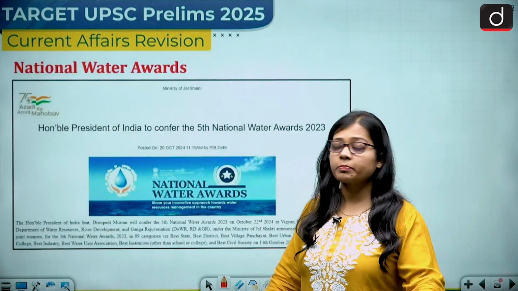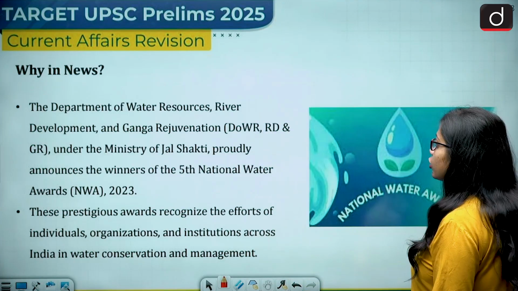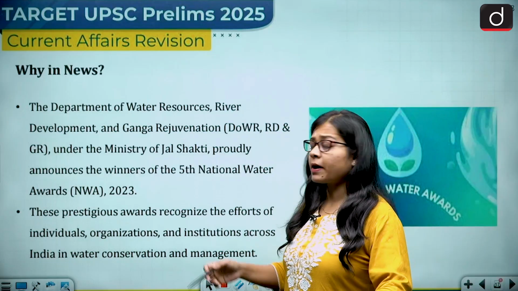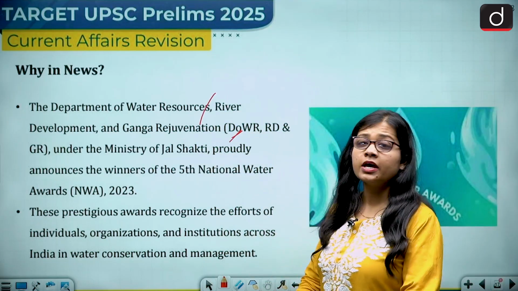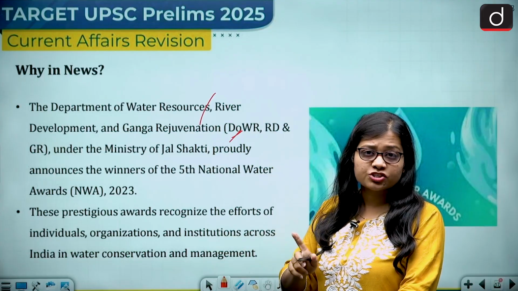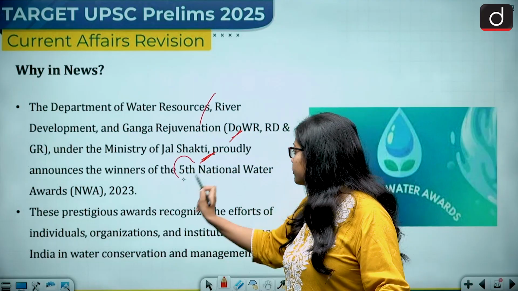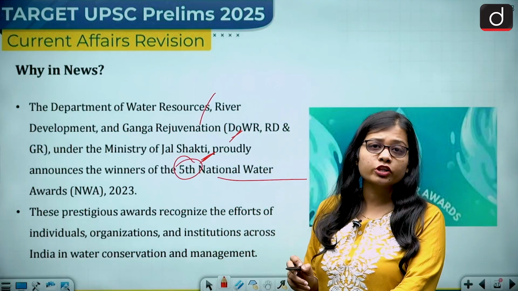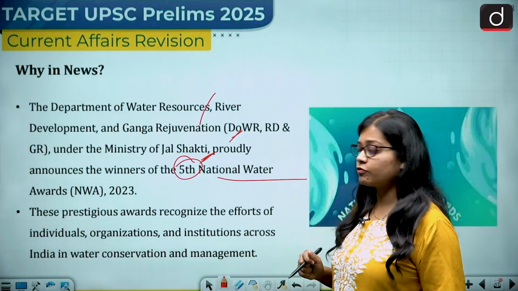Then comes the next topic, and that is the National Water Awards. The Department of Water Resources, River Development and Ganga Rejuvenation, which comes under the Ministry of Jal Shakti, has announced the winners for the 5th National Water Award for the year 2023. So this was the 5th edition of the National Water Award.